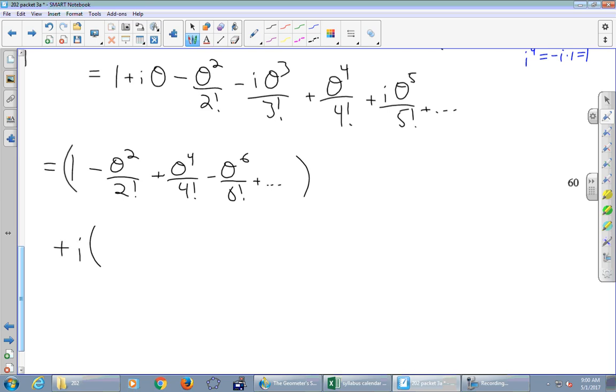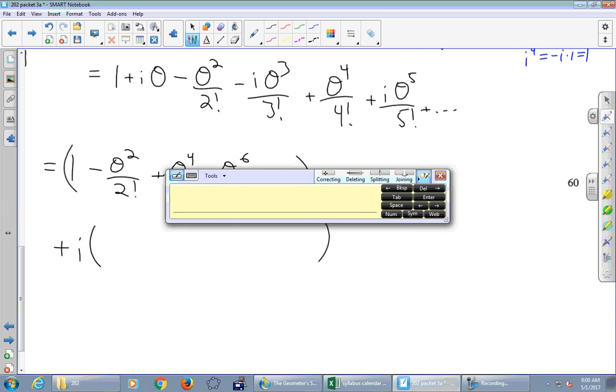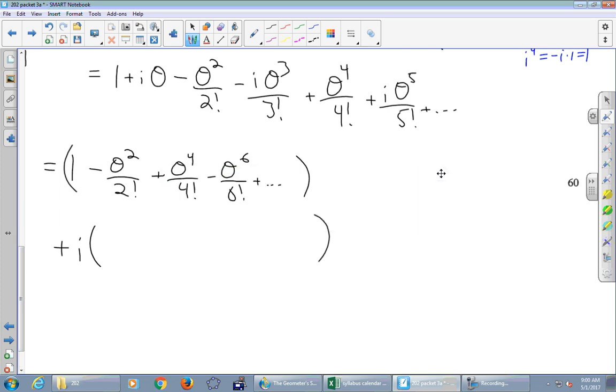Plus, every other term has i, and I'm going to factor the i out of all of the other terms right now. So the first term with an i is this i theta. When I factor i out, you just have theta. The next term with an i is minus i theta cubed over 3 factorial. That i is in the front and becomes minus theta cubed over 3 factorial. Next one with an i is here. When you pull it out, what do you get? Plus theta to the 5th over 5 factorial. It's not written, but looking at the pattern in here, what's the next term? Minus theta to the 7 over 7 factorial plus dot, dot, dot. Everybody with me?